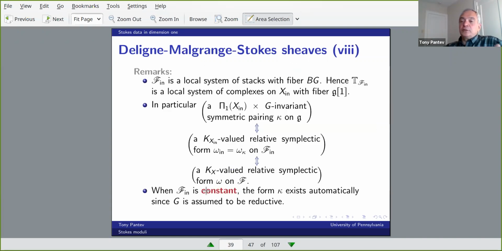In general, you need to take a form if BG wasn't constant, if it was locally constant. You need to take a Killing form, which is monodromy invariant. It may or may not, sorry, exist.